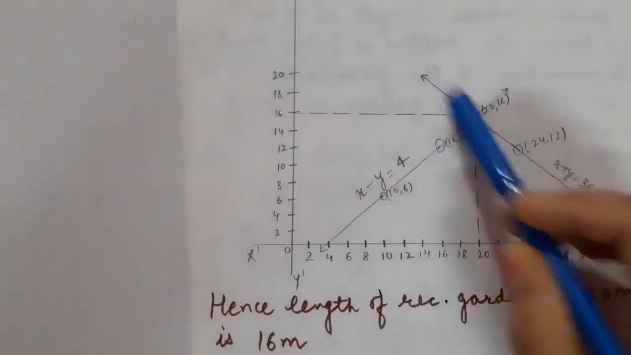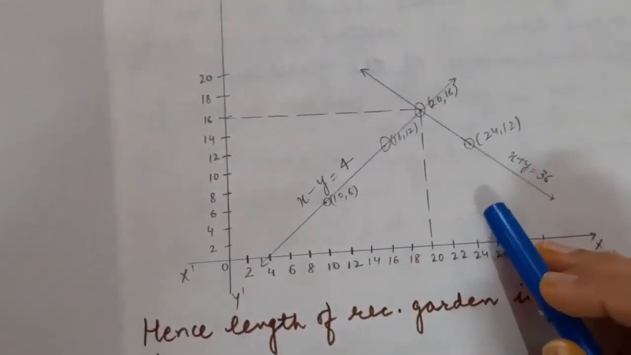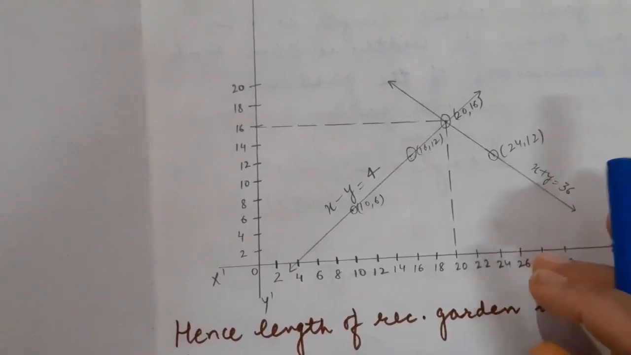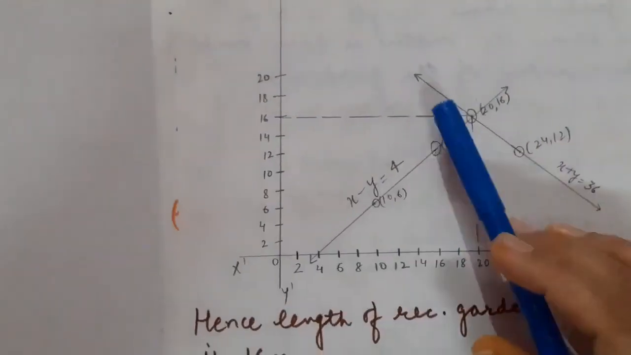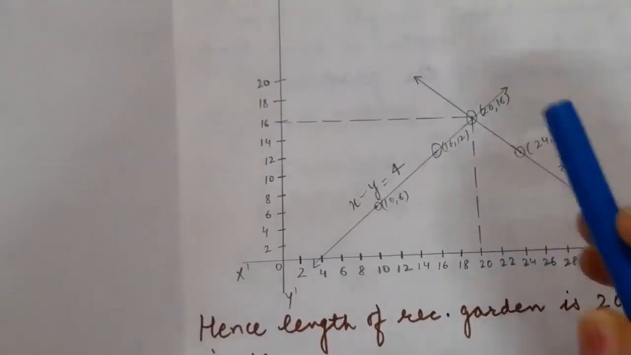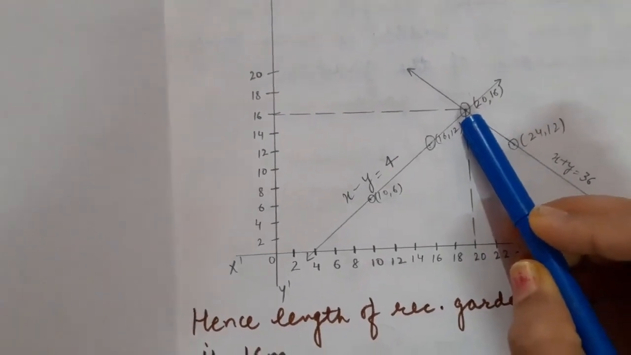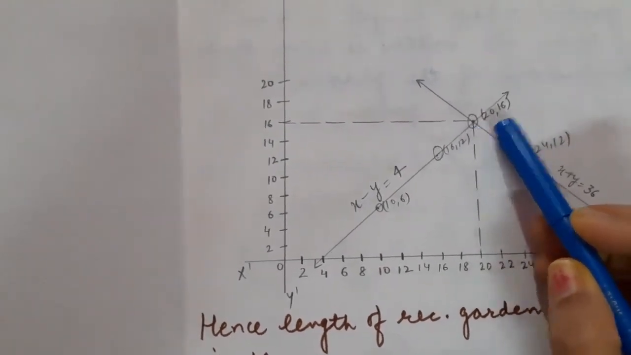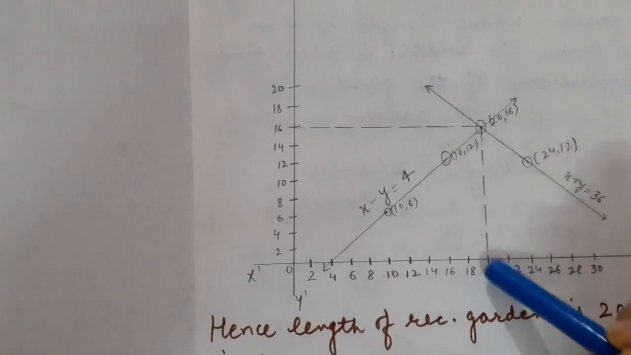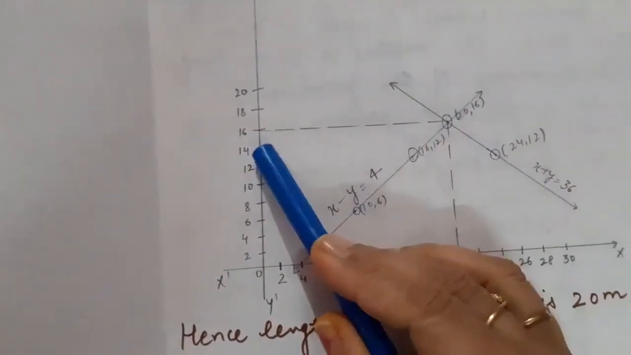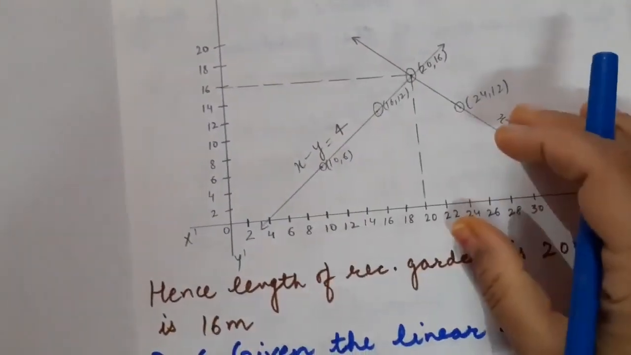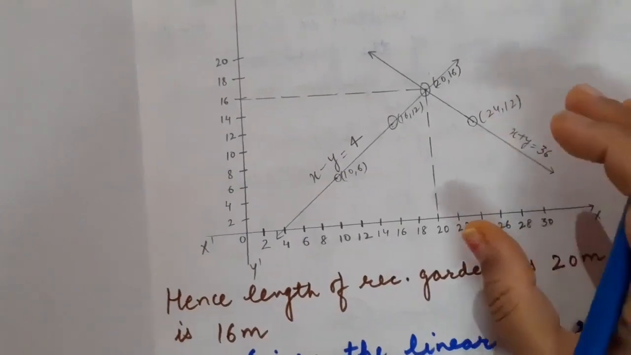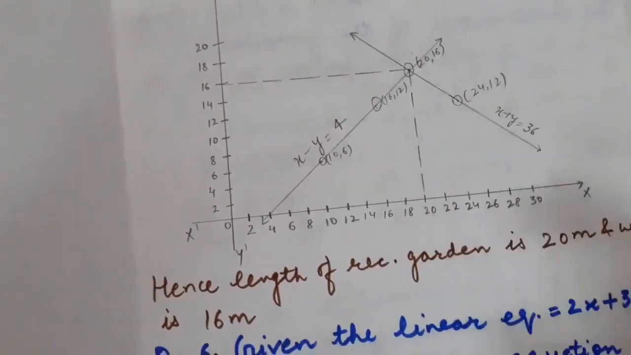Through this you can easily judge what kind of representation it is. It is a graphical representation and the lines are intersecting each other. At what particular point are they going to intersect? They are intersecting at 20, 16. Means the length will be 20 and the breadth will be 16. So through this you can easily calculate the solution of a pair of linear equations.